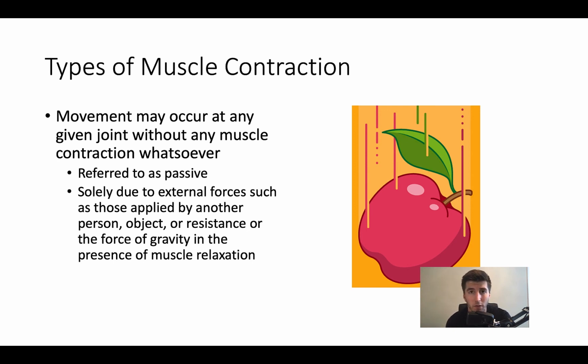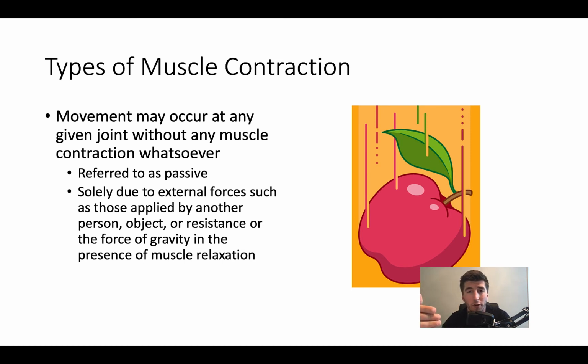Do it again. Stand up, hold your elbow at 90 degrees, put your other hand on your tricep and then let that arm fall. Did you feel active tension develop? Did you feel that muscle work? No, you probably didn't. And it is possible to have a change in joint angle without any muscle contraction whatsoever.